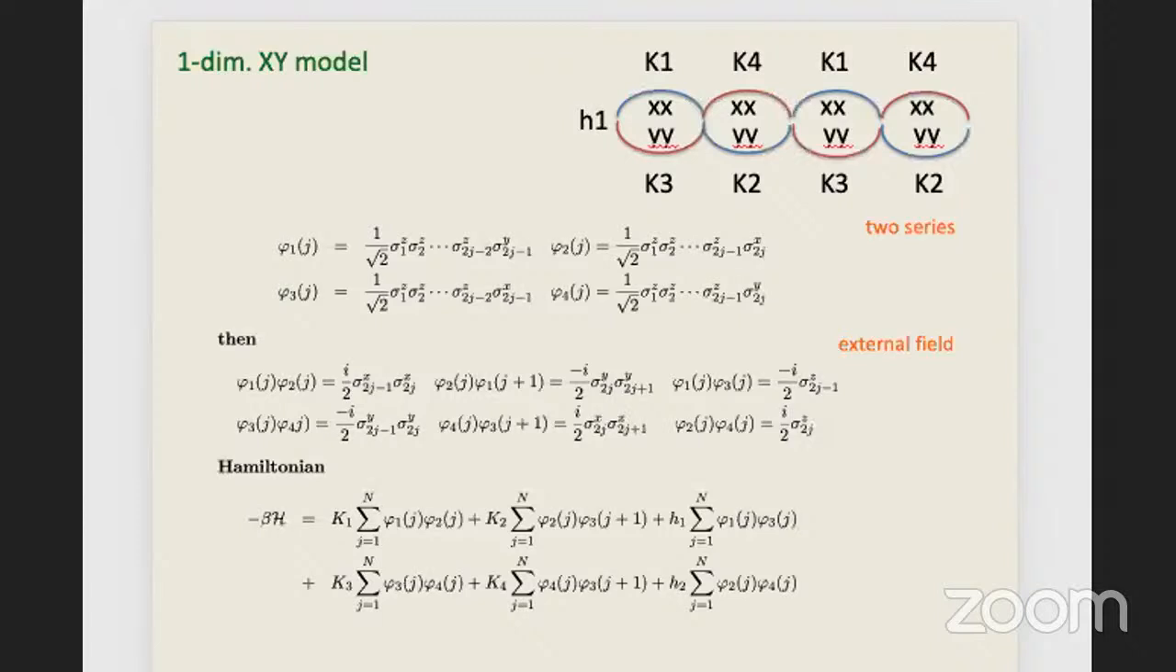Next, we will introduce 2 series of operators here, this blue line and the red line here. Each series satisfies the condition, and the 2 series commute with each other. Then we have the interactions like this. This is a model which we call the XY chain, but the XY chain with general interactions K1, K2, K3, K4, and general external fields H1 and H2.